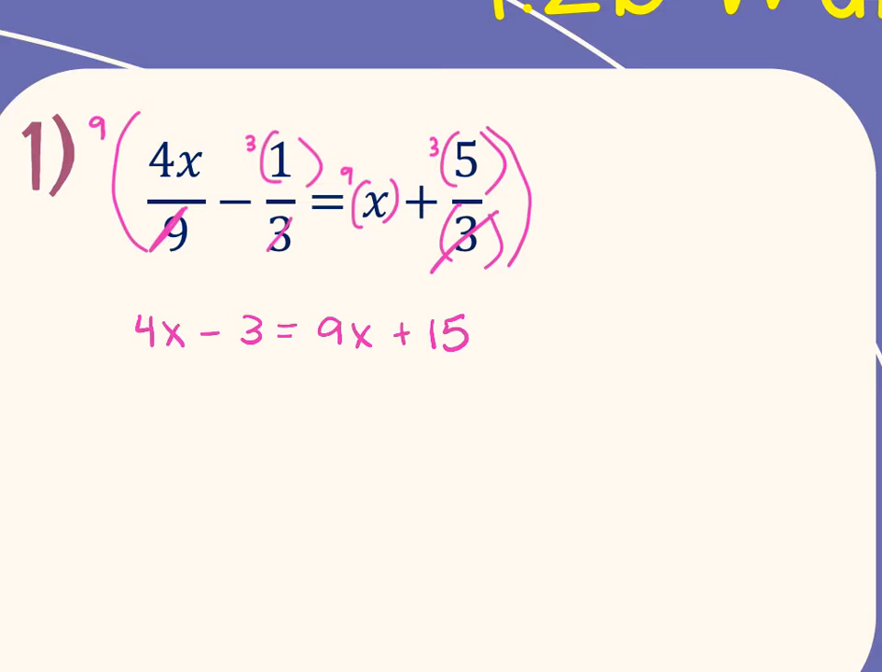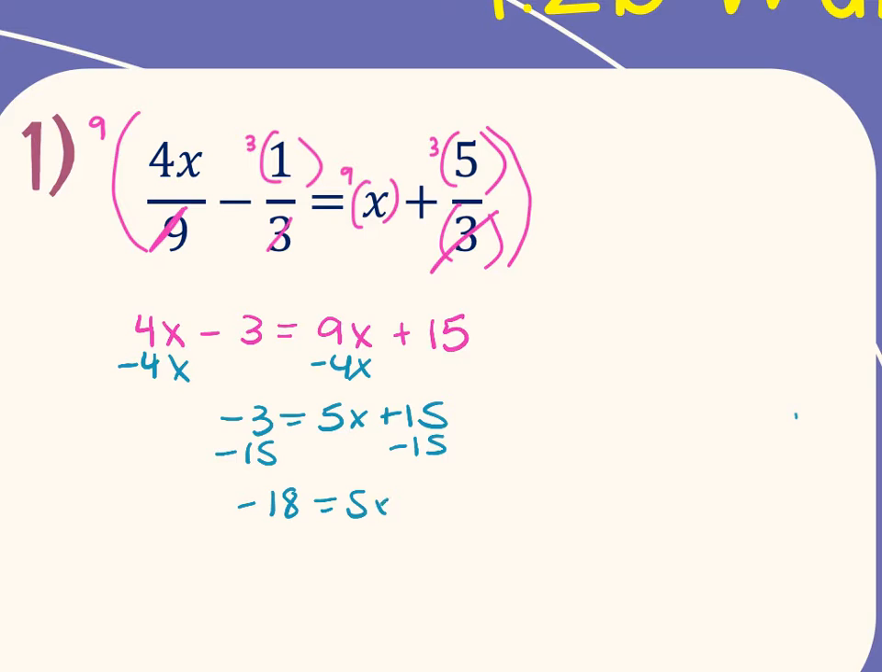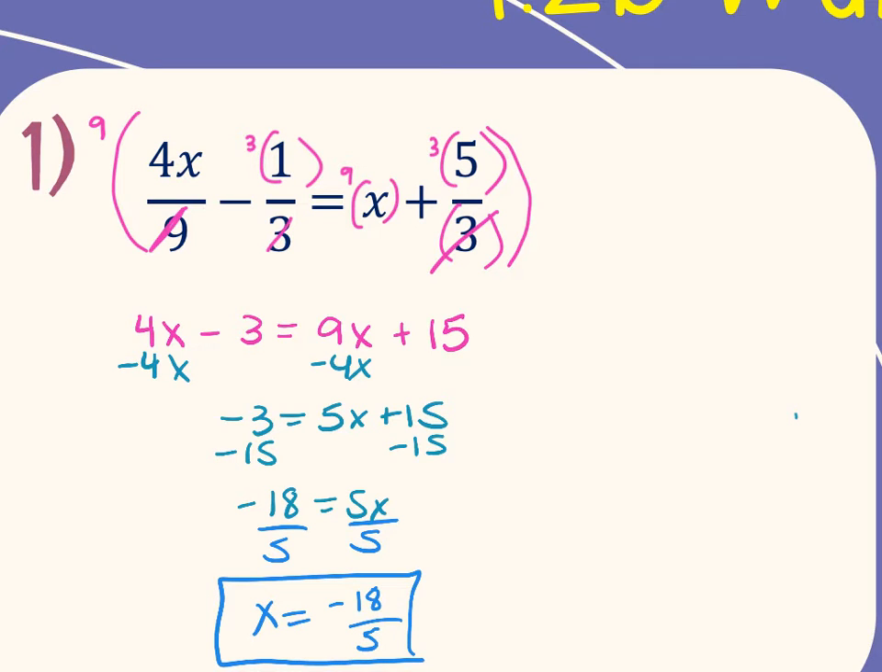And then I want to subtract the 4x. Negative 3 equals 5x plus 15. And then I want to subtract the 15. Negative 18 equals 5x. And then I divide both sides by 5, and I get x equals negative 18 over 5, which can get left just like that. You don't need to write it as mixed number form, okay?